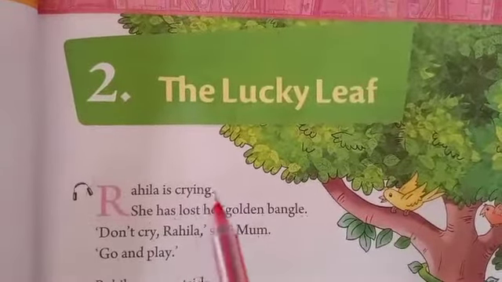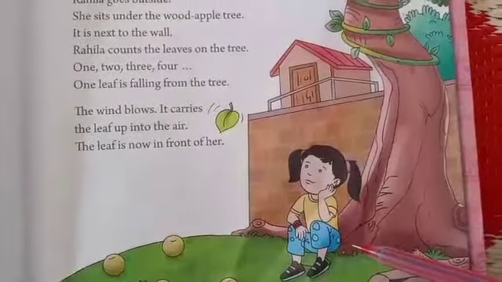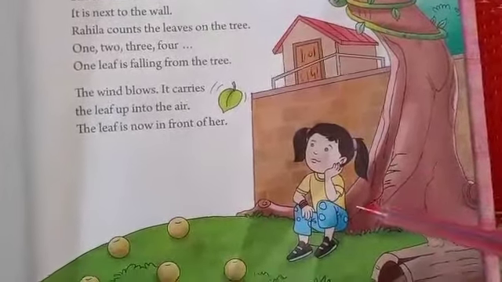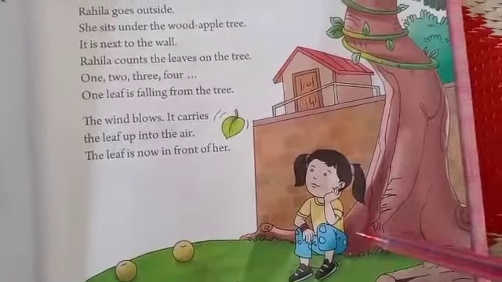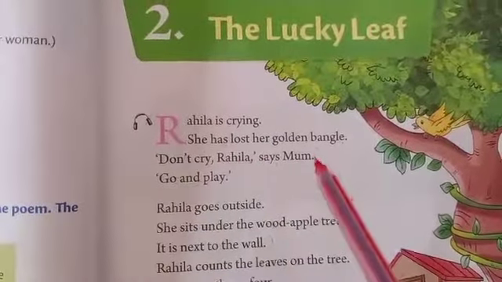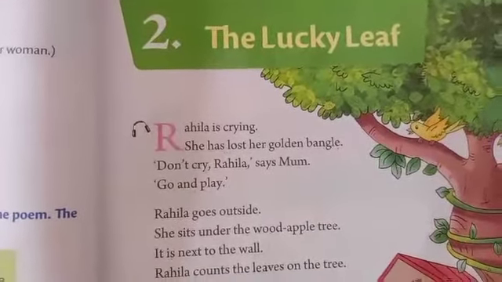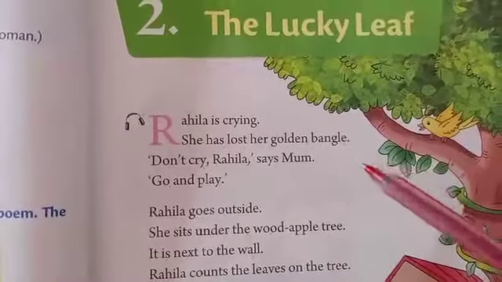Rahila is crying. So who is Rahila? You may think that, right? She is called Rahila. Rahila is the name of a girl. So she is crying. So one day she is sitting and she was crying. She had lost her golden bangle. So what is the reason why she was crying? Because she has lost her golden bangle.